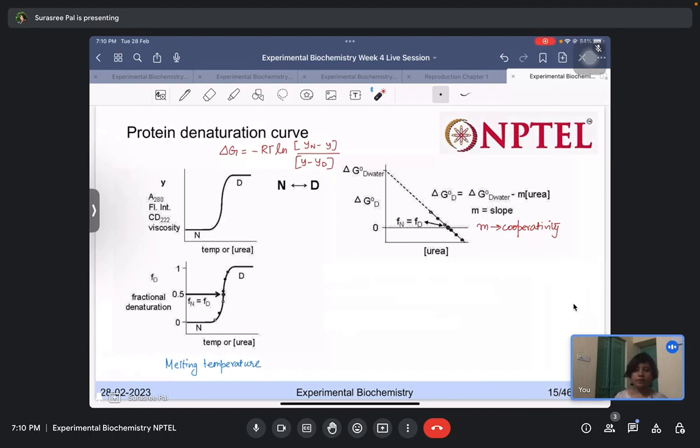And we observe that when we increase the temperature, there is an increase in the absorbance value. Why does it happen?